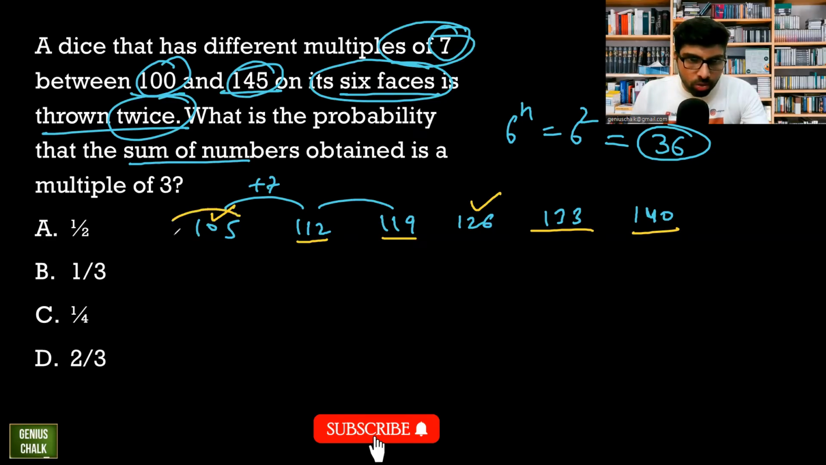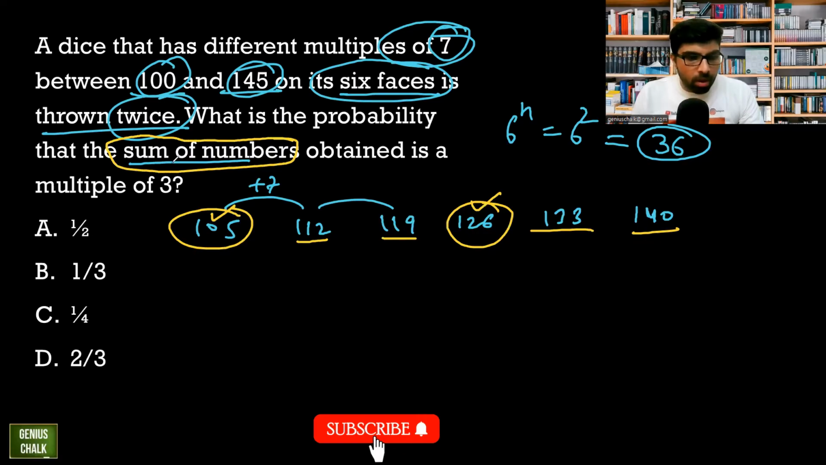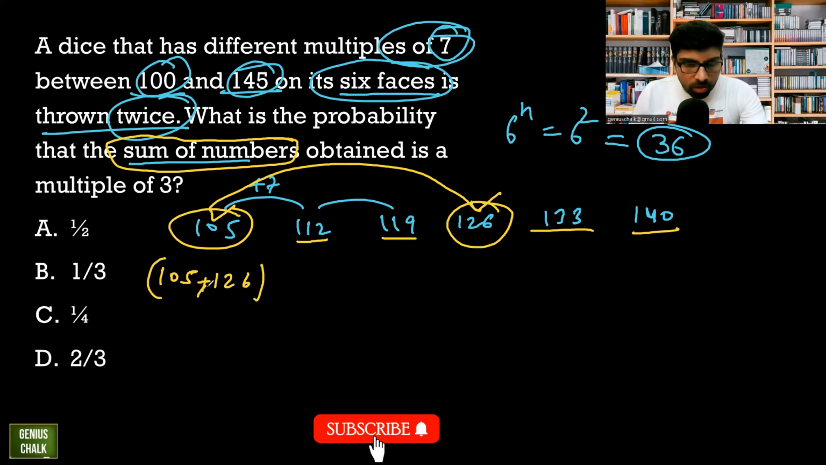Fine. That means these two numbers are the ones that will cancel by 3. Now, it says the sum of the numbers obtained should be a multiple of 3. So let's take the sum of the numbers now. Let's start with 105. If I add 105 with this, because both are multiples of 3, then if I add these two, they will also be a multiple of 3.